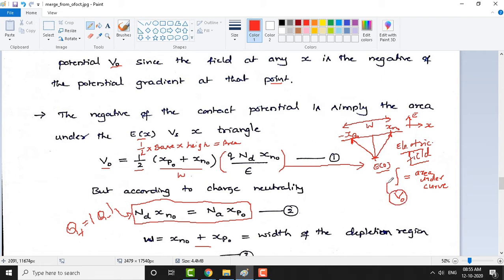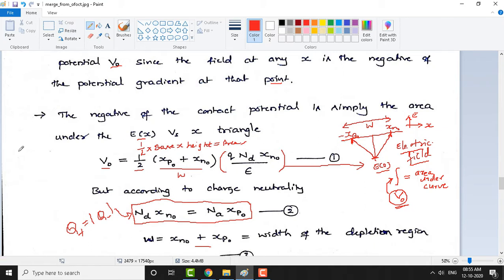Another way, you can also integrate the electric field, or find the area under the complete electric field curve. You get the built-in potential voltage equation. That's what we are doing here. Now if you want to estimate the area, it's an inverted triangle, as I mentioned. The area of this triangle is half into base into height.